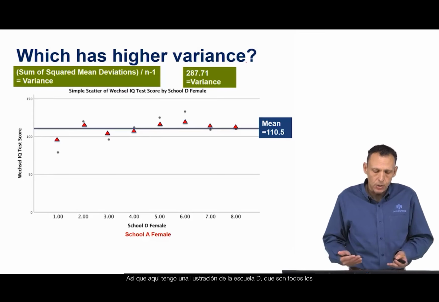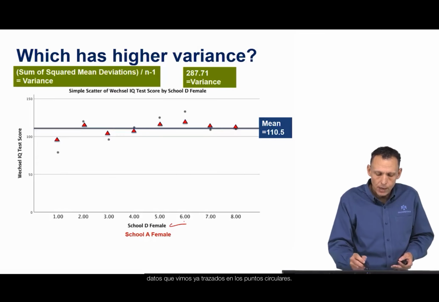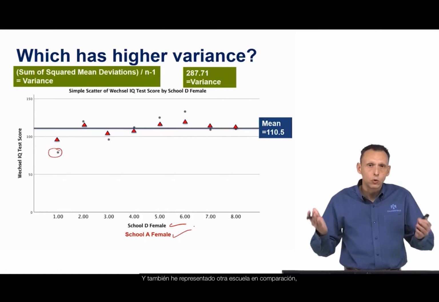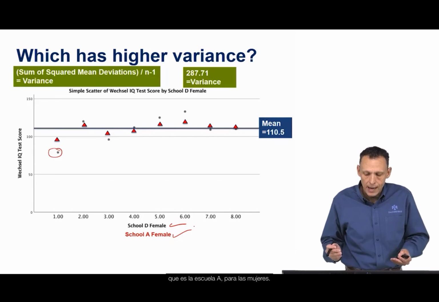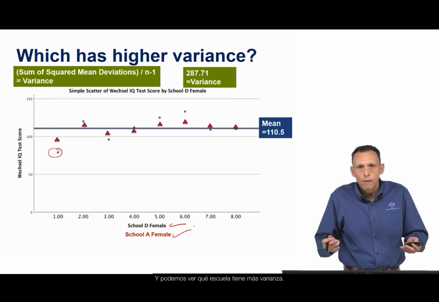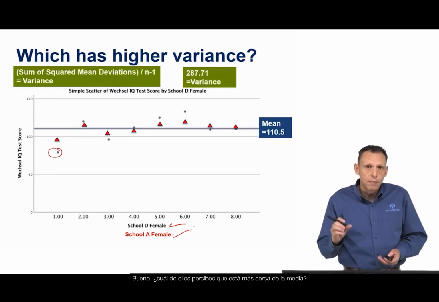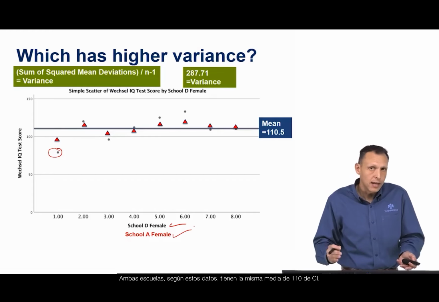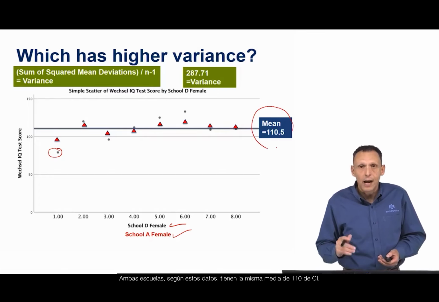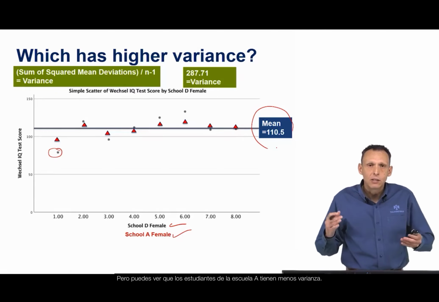So here I have an illustration of school D, which is all of the data that we saw already plotted in the circle dots. And I've also represented another school by comparison, which is school A for the females. And we can see which school has more variance. Well, which of them do you perceive to be closer to the mean? Both of these schools, according to this data, happen to have the same mean of 110 IQ, but you can see that students from school A have less variance.